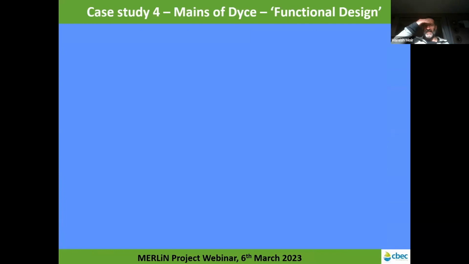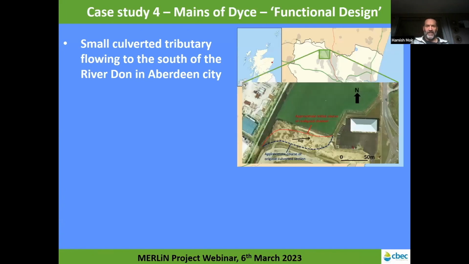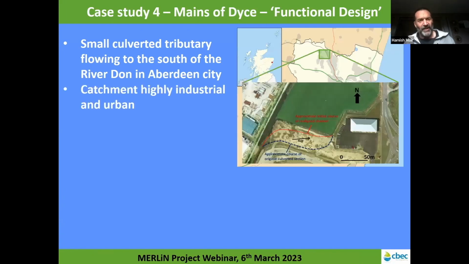Now, the final example I want to give is where there's very significant constraint. It's the Mains of Dice site near Aberdeen. So there's a small culverted tributary flowing to the south of the River Don in Aberdeen City, in a sort of satellite town called Dice. It's in this area here. It's a highly industrial and urbanized catchment. So a very flashy hydrology and a very constrained site in terms of infrastructure.